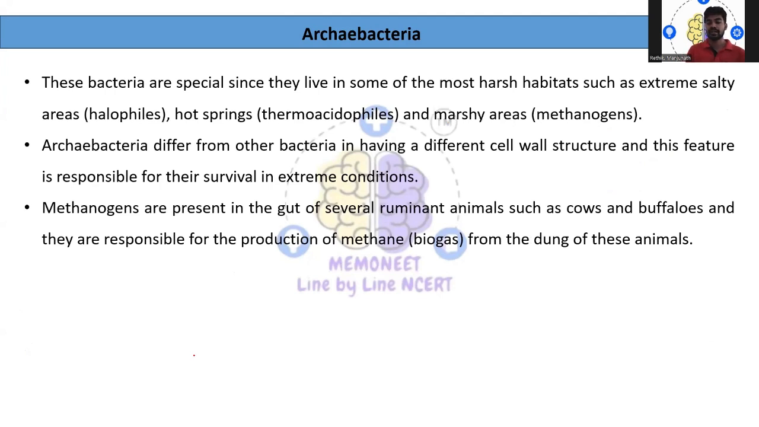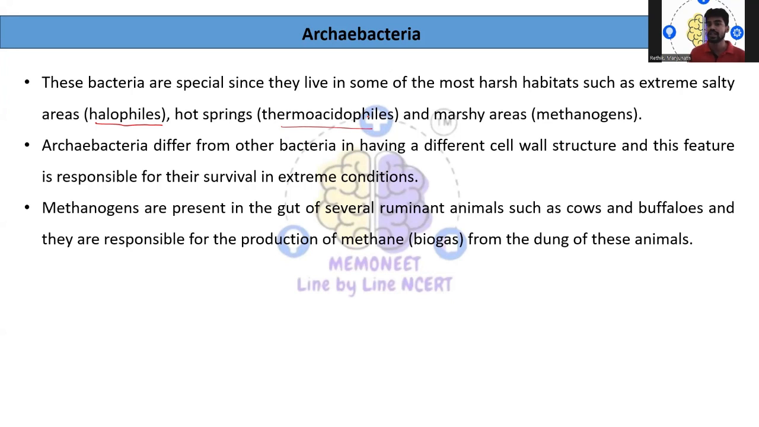Next, in the kingdom Monera, you will see some different subgroups like archaebacteria. These bacteria have been found since they live in some of the most harsh habitats, such as extremely salty areas. Those bacteria which live in extremely salty areas are called halophiles, whereas if they are found in hot spring areas, they are called thermoacidophiles.